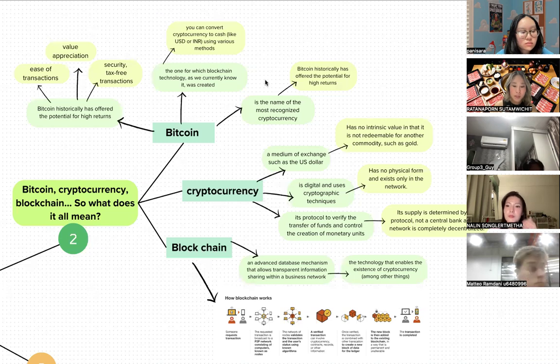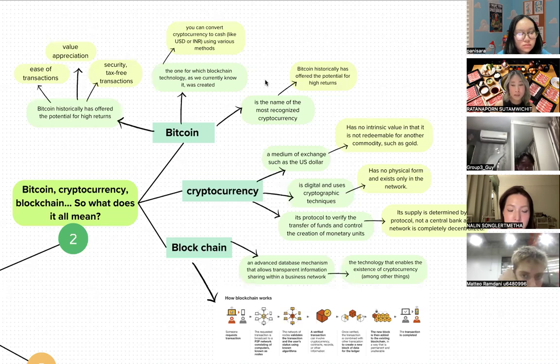And you can convert cryptocurrency to cash like US dollars using various methods. Moreover, Bitcoin is the name of the most recognized cryptocurrency. Is it the Bitcoin that can be created like the dollar or become cash? Second, cryptocurrency is a medium of exchange such as the US dollar, which has no intrinsic value in that it is not redeemable for another commodity such as gold.